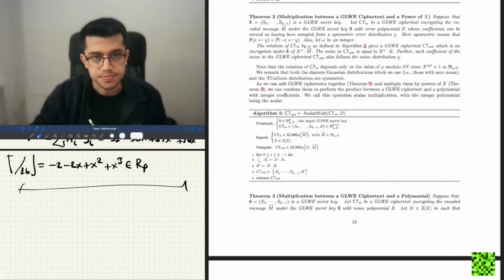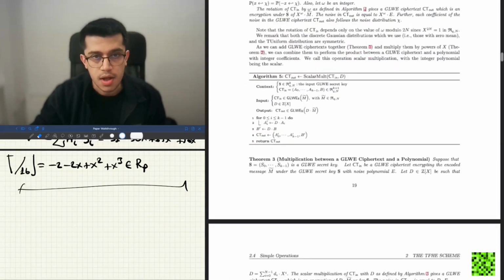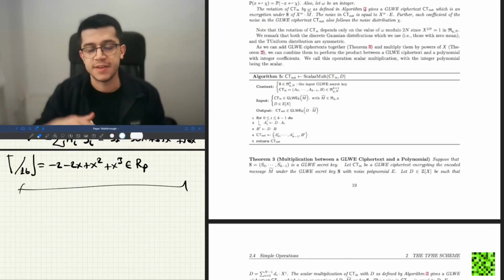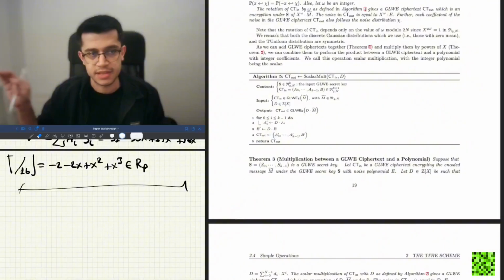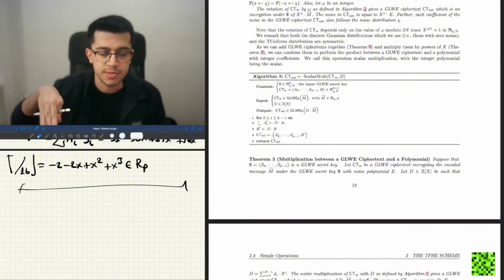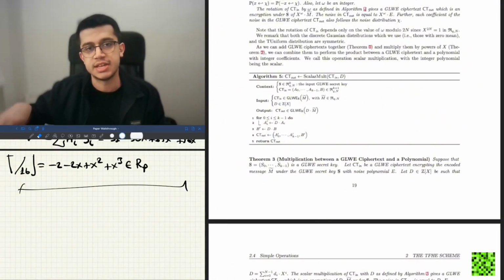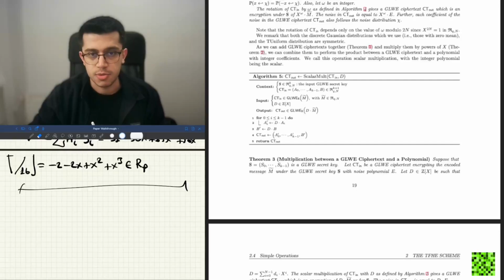Okay, so we have an input of a GLWE ciphertext and an integer polynomial in x, and we're going to have a ciphertext output, again homomorphically computed. So it's going to be the same thing if you multiply by the message and then encrypt, or encrypt and then multiply, thanks to the homomorphic property.